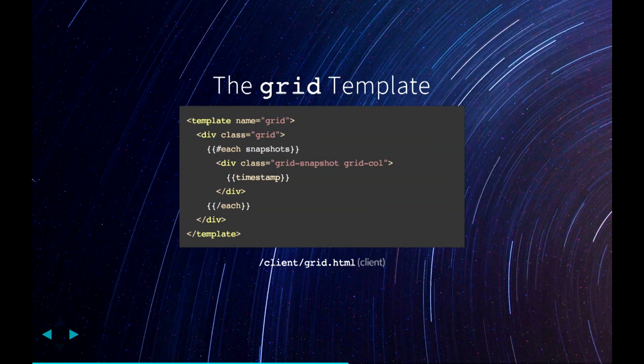So this is what our grid template looks like. Up there, first, we have our template tag, which tells Meteor that this is a template, and it's named grid. And then we have a loop over snapshots. We haven't defined snapshots yet, but it will contain the 12 latest snapshots which we get from our collection. So if you remember the data structure we just looked at, each of those snapshots had a timestamp, and this is what we're going to display.